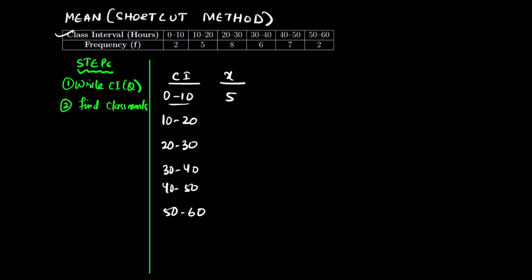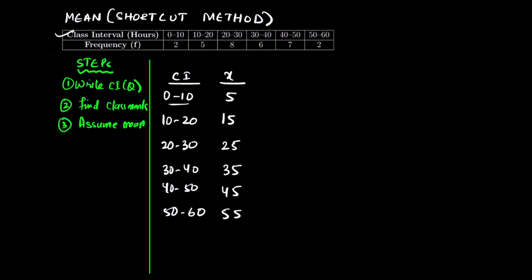So here 5. The second one, 10 plus 20 divided by 2, 30 by 2, which is equal to 15. For 20 and 30, the midpoint is 25. For 30 and 40, 35, then 45, 55.